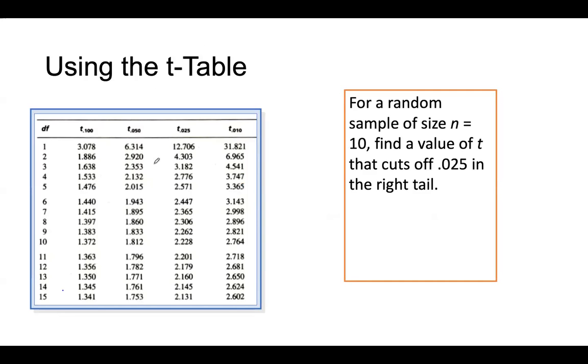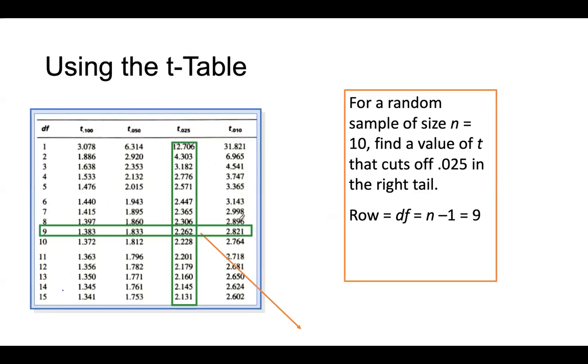So again, just to repeat ourselves, finding the critical value in this t-table, let's say we have n equals 10. We find the value in the table that cuts off 0.025 in the right tail. Again, it's right tail. So the degrees of freedom would be 9. We look up this row and this column, and we find our critical value here, 2.262.